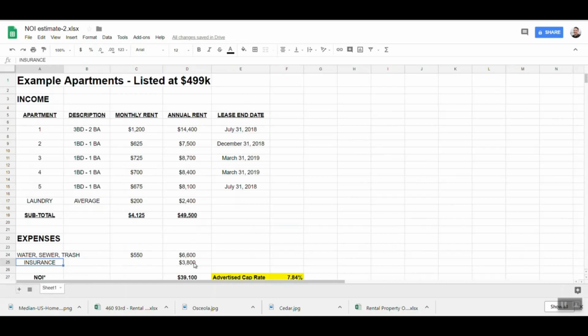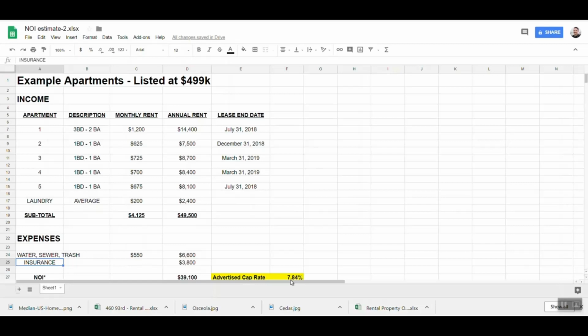They're saying they have $49,500 a year in gross income minus these two expenses, and they've got $39,100 a year in net operating income. That's an advertised cap rate of 7.84%. That's pretty good. A lot of people would jump on a property that's pushing close to an 8 cap.